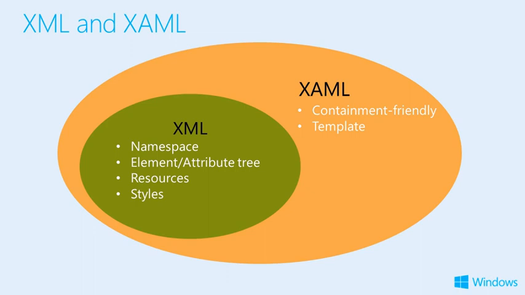But XAML language is more flexible. For example, the control content property in XAML can accept any type of objects. So you can show a text, image, or even a video on a button control without writing a new type of button. That's what we call containment friendly. Another key difference between XML and XAML is that XAML can have templates. Templates can be used to replace the view completely. We can define a template with a totally different view, and then use the template to replace the control's default view.